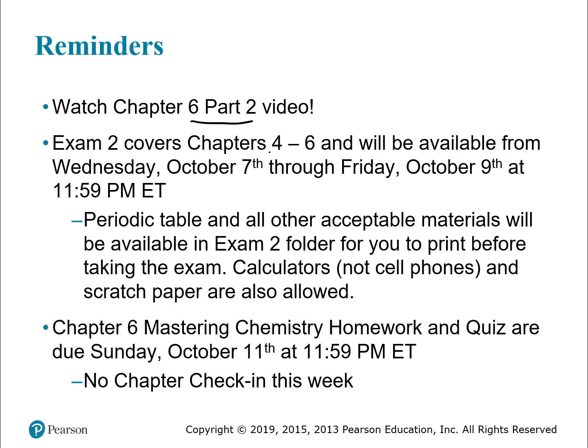Your exam 2 covers chapters 4 through 6, and it's going to be available Wednesday, October 7th. It will be available until 11:59 p.m. Eastern Time on October 9th. I will put the periodic table and all other acceptable things that you can use for exam 2 in a folder called exam 2 in course content, exactly the same way that I did for exam 1. You print those things out before you take the exam. You can use a scientific calculator, not your cell phone. And you can have some scratch paper too for jotting down notes or figuring out problems. You will not be required to upload your work this time because we're not really doing heavy math like that.